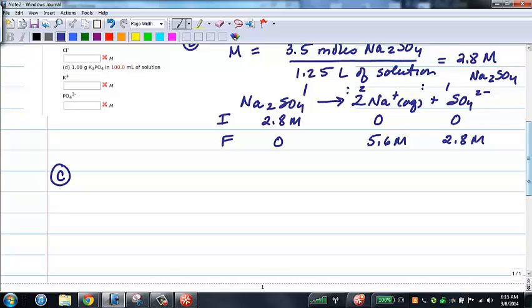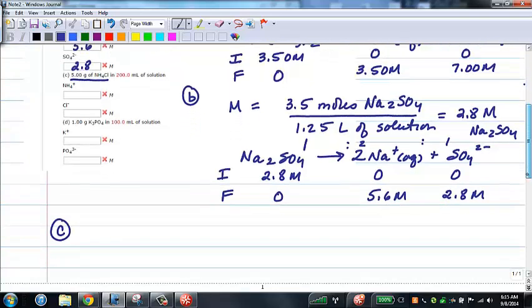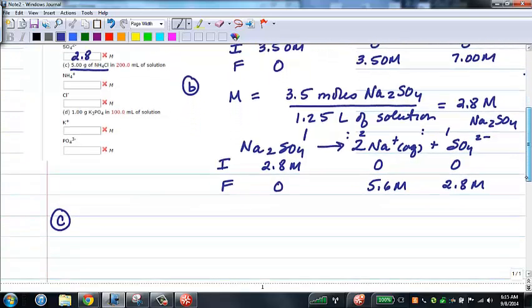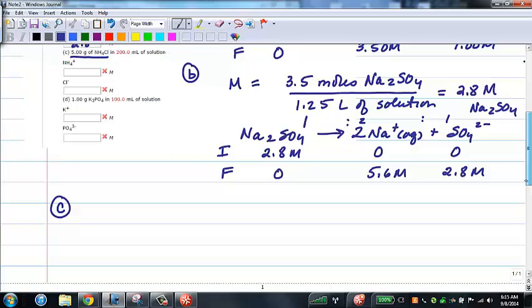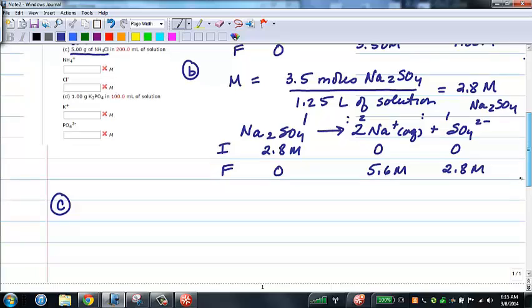Problem C has the add-in component that we have to find the moles. Note that they're giving us the grams of ammonium chloride, not the moles of ammonium chloride as they had given for the solute in the previous problems. So I have to calculate the moles of ammonium chloride before I can calculate the concentration.